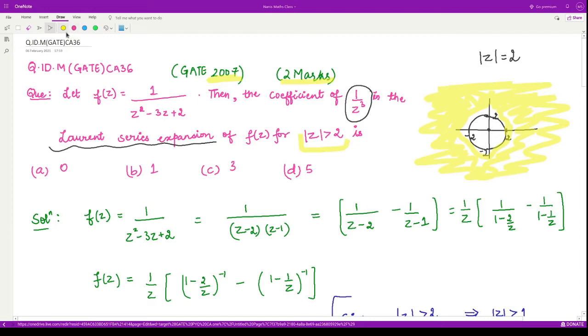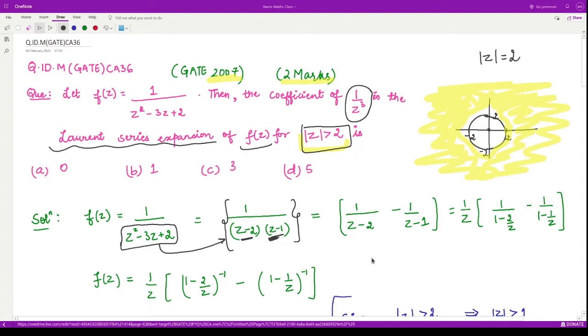So in this region we are to expand this function f of z in the Laurent series expansion. This is really important for this question, so pay attention. Here this is the function, a second order polynomial, right? So you could factorize this very easily. You'll have the factors z minus 2 and z minus 1, and then you can apply partial fractions onto this function.